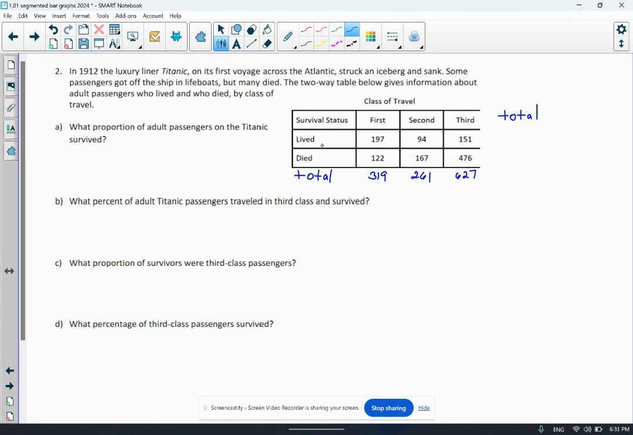And now we're going to get the marginal frequencies of survival status. So the number who survived, when you add up the row, is 442. And the number that did not survive was 765. And that gives you a grand total of 1,207 passengers. And that's known as your sample size.